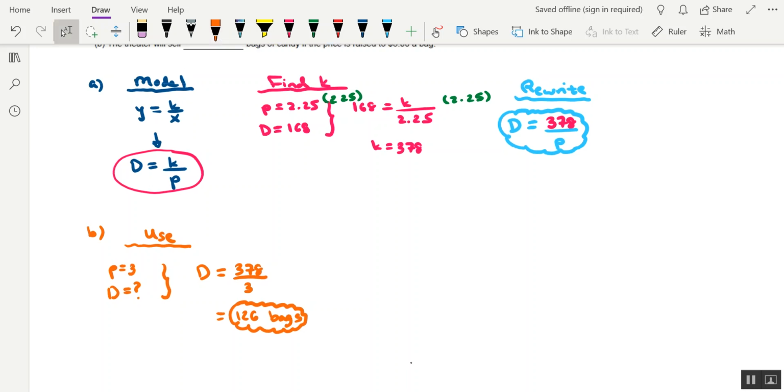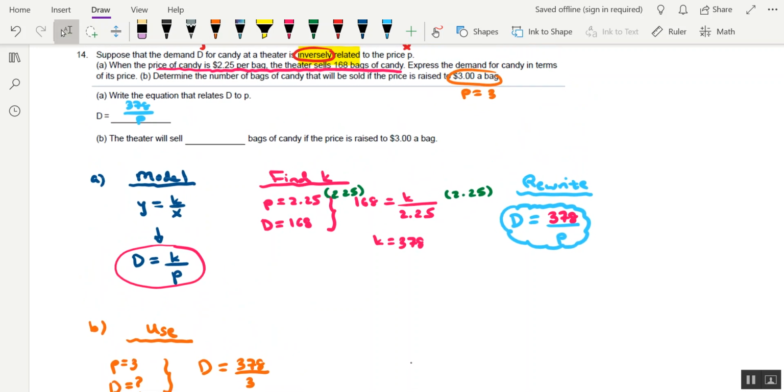But anyway, so 126 is going to be what we're going to fill in this blank with. So completed, it says the theater will sell 126 bags of candy if the price is raised to $3 a bag. Alright, and that's where the pain and torture, sorry, fun and excitement for this video ends.